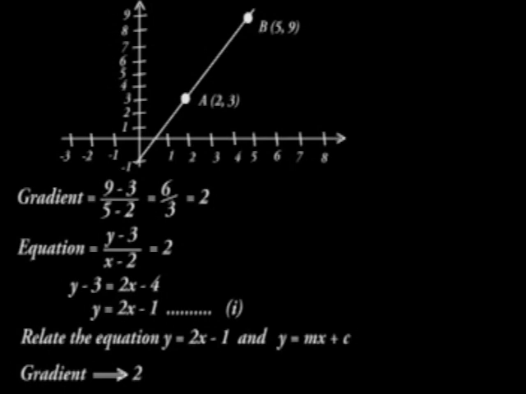Now check the point of intersection with y-axis. It is negative 1, which in our equation y is equal to 2x minus 1 corresponds to c in the general equation y is equal to mx plus c. The convention is true for all lines.